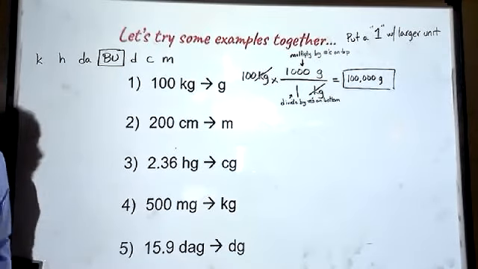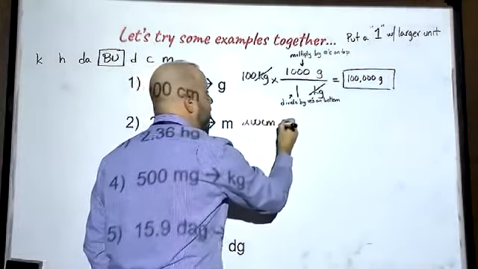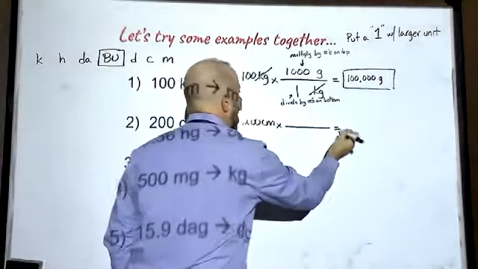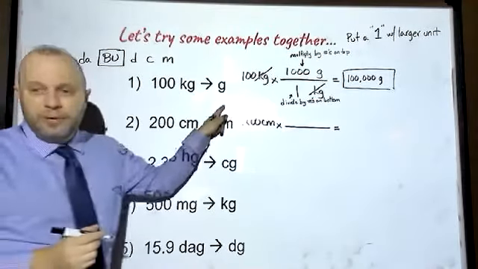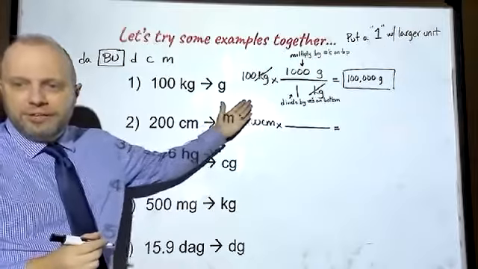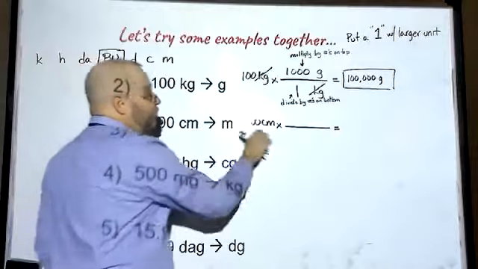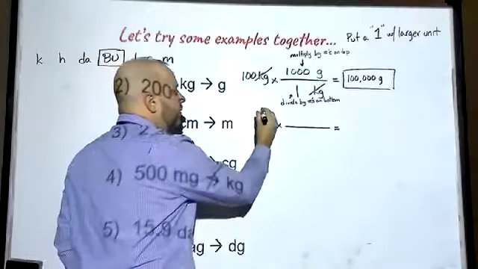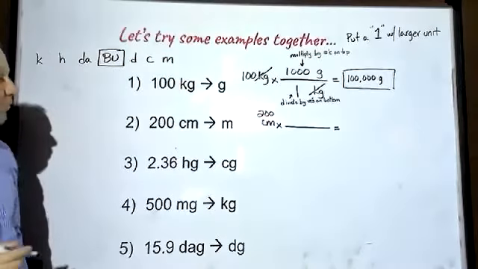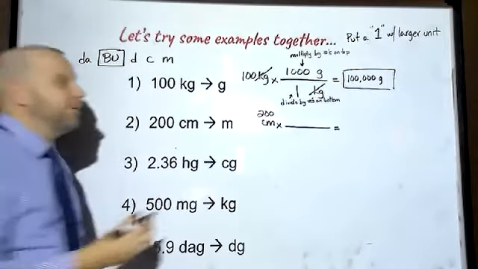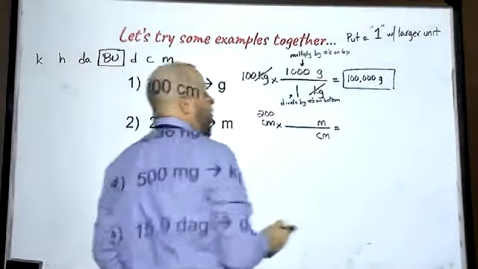Okay, let's take a look at problem number 2. So in this case, we have 200 centimeters. This, by the way, look at that, it's like magic. My hand sort of disappears right in the spot. So we have 200 centimeters. I'm just going to write it up here so that you could see it. So we have 200 centimeters and we're going to meters. So centimeters go down here, meters go on top.